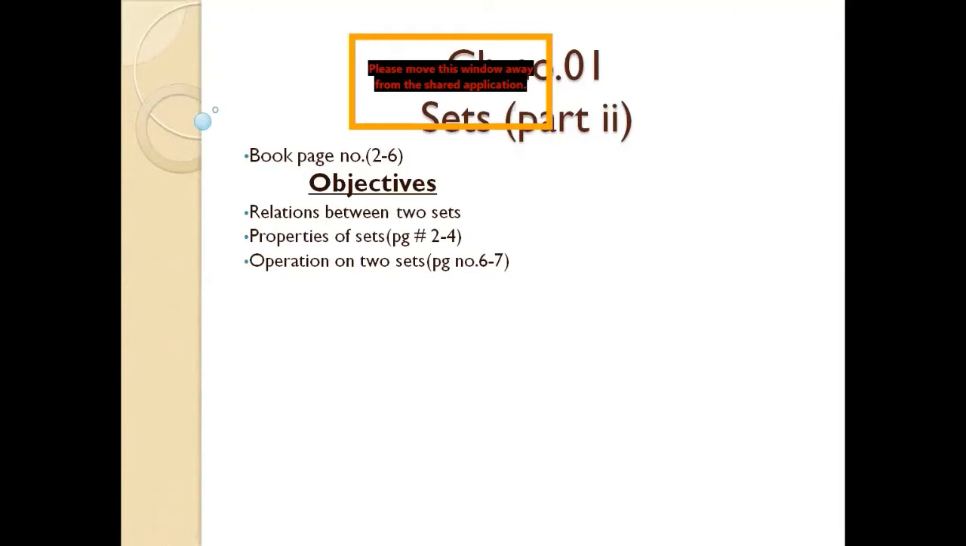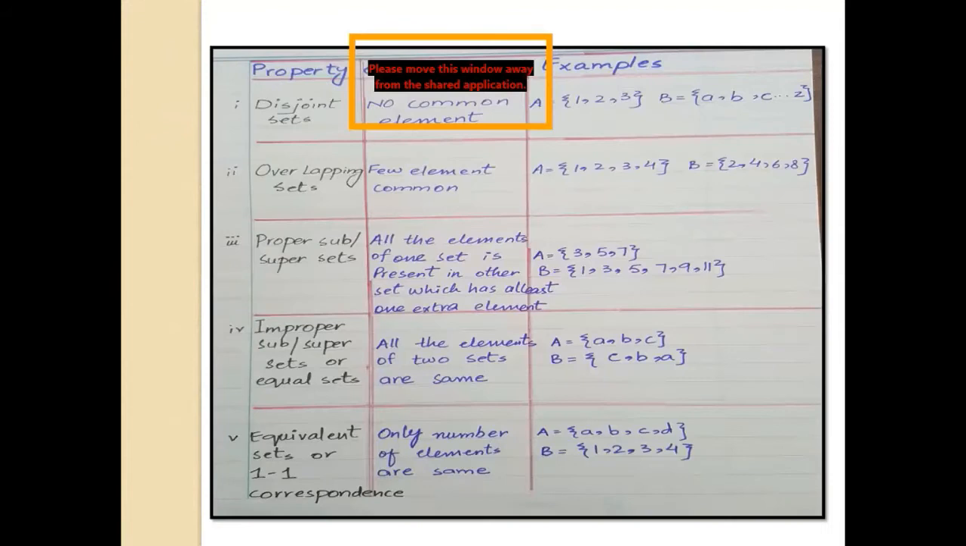Yesterday we unpacked the term set. A set is a collection of well-defined and distinct objects. Then types of sets, that are finite set, infinite set, and empty set. And we discussed different types of numbers. This is yesterday's topic, but I'm reviewing it again here. Properties of sets along with their characteristics and examples.